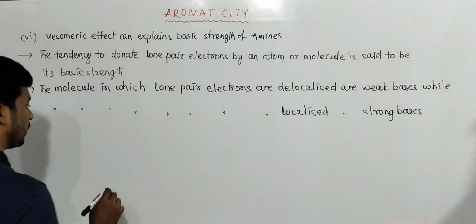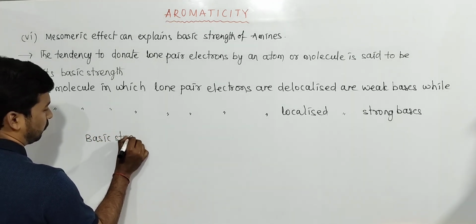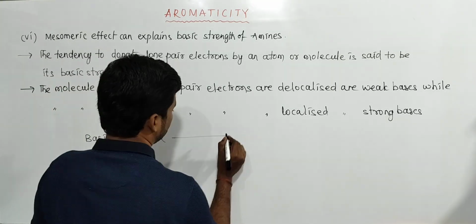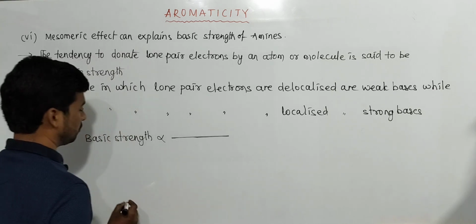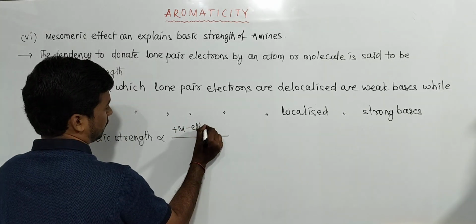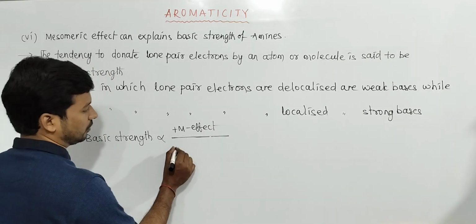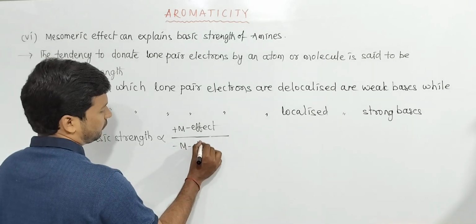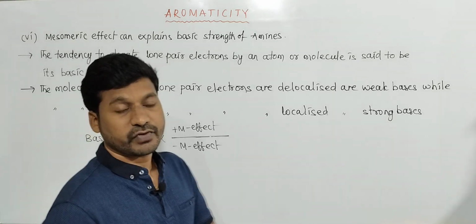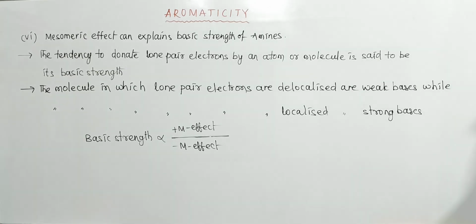The effect of mesomeric effect on basic strength: how does mesomeric effect affect basic strength? Positive mesomeric effect increases basic strength of organic bases, while minus M effect decreases basic strength. Okay, so this is the effect of mesomeric effect on basic strength. I will give some examples. Take this one.